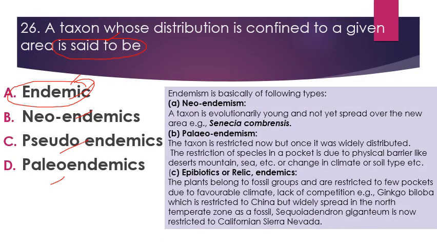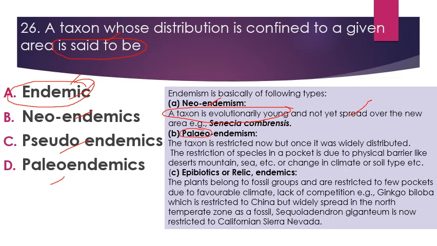So endemism basically बहुत तरह का होता है. Like we have neo-endemism. इसमें जो taxon होता है that is evolutionary young और वो अभी तक spread नहीं हुआ होता है into the new area. So that is called neo-endemism. Like we have this Senecio cambrensis. Next is paleo-endemism. So paleo means fossilized.